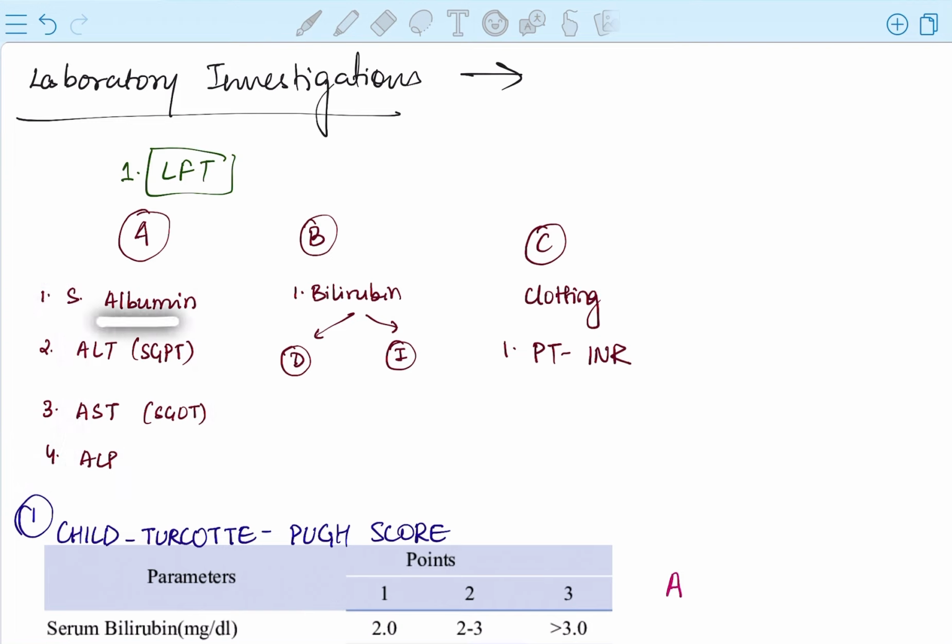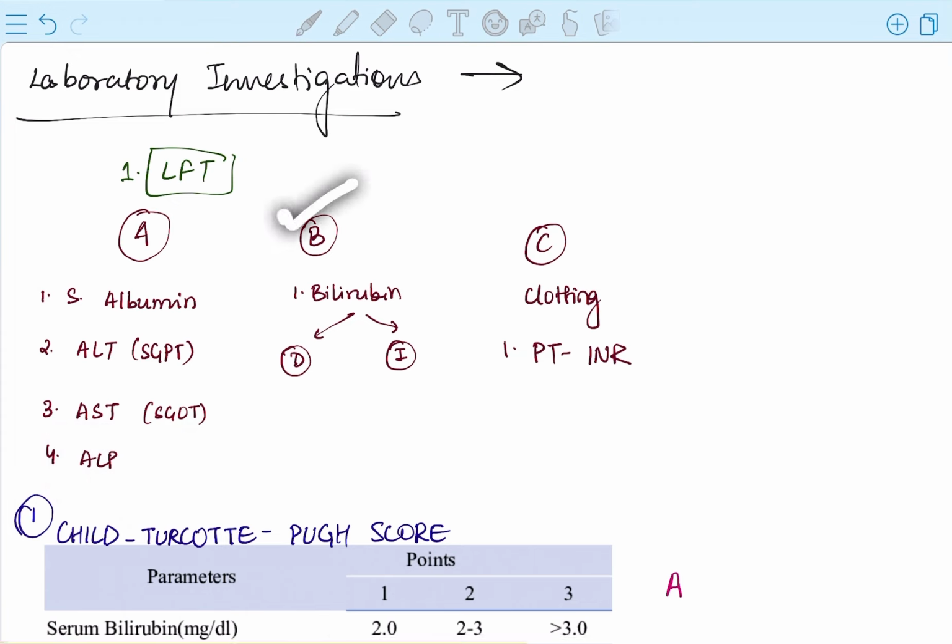We have seen that serum albumin helps to maintain the oncotic pressure. The ALT and AST are indicators of any inflammatory activity that happens in the liver, and ALP is very important to know about any cholestatic activity happening in the liver.